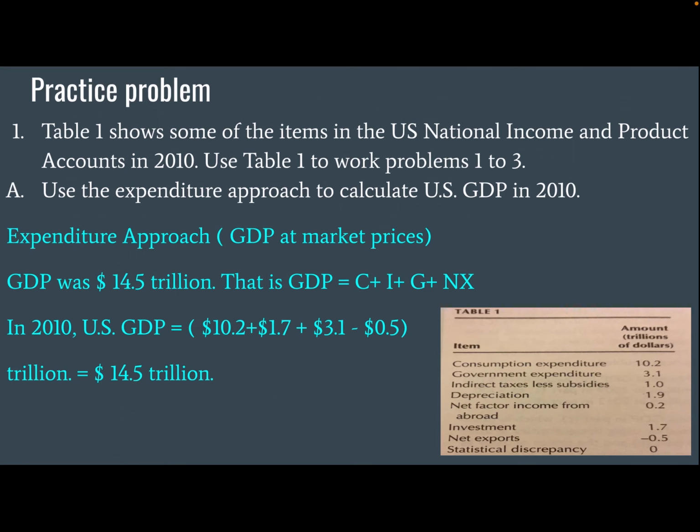Expenditure approach: GDP at market prices. GDP was $14.5 trillion. That is, GDP is equal to C plus I plus G plus NX. In 2010, US GDP is equal to $10.2 plus $1.7 plus $3.1 minus $0.5 trillion, which equals $14.5 trillion.